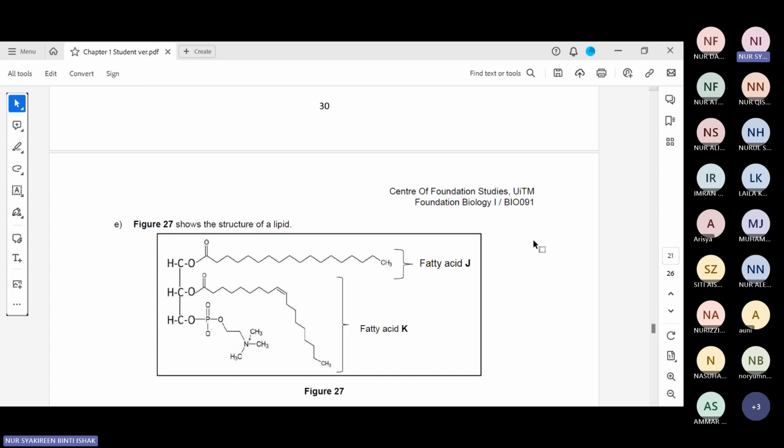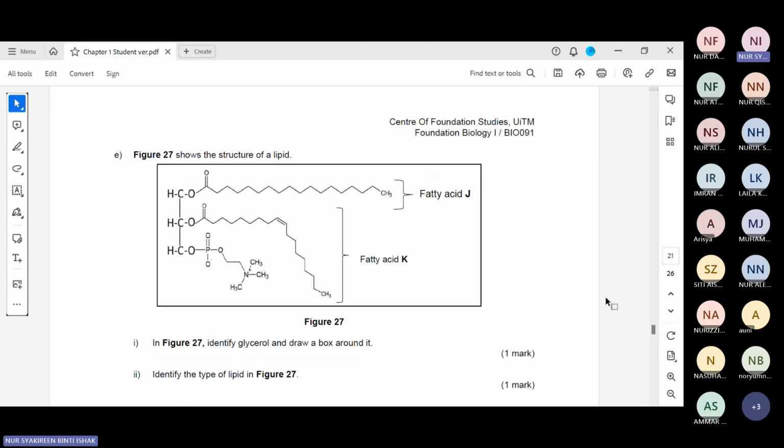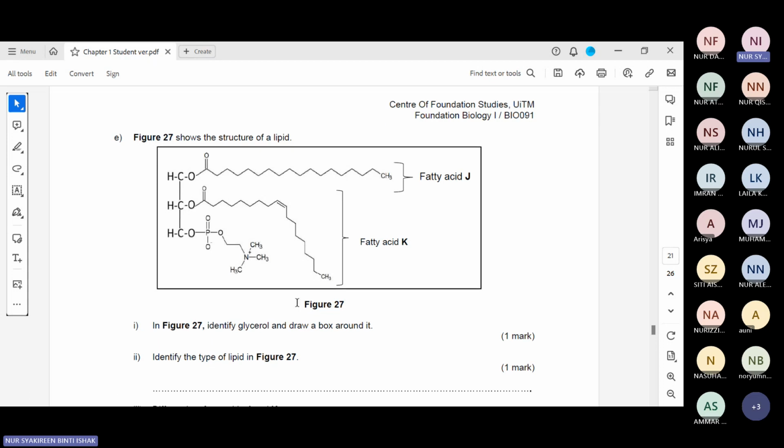And then next question, figure 27 shows the structure of a lipid. Let's finish this fat question a bit more. My tongue has gone numb already, just talking. Okay, figure 27 shows the structure of a lipid. Identify glycerol and draw a box around it. This is the glycerol, right? One mark.